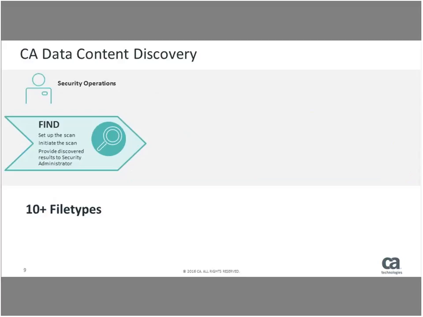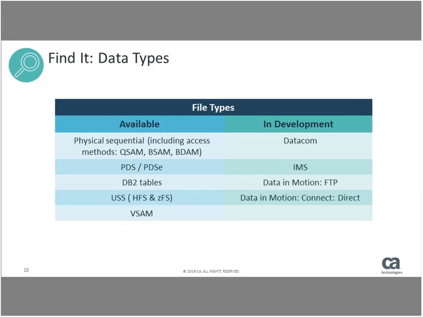So when we talk about find within Data Content Discovery, we're actually a very broad-based and general tool for finding regulated and sensitive data. DCD supports over 10 different file types, and we're not limited just to databases. So for example, we have physical sequential capabilities, which includes accessing things like QSAM, BSAM, and BDAM. We also have PDS and PDSE. We can, of course, access DB2 tables, but we also have the ability to look at files within the USS area of the mainframe, including HFS and zFS, and we also have VSAM support.